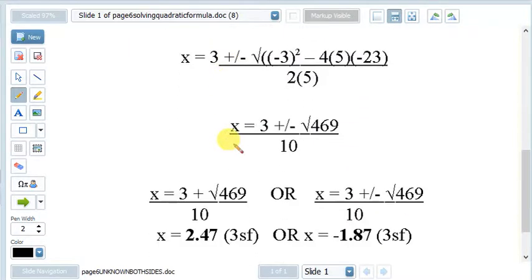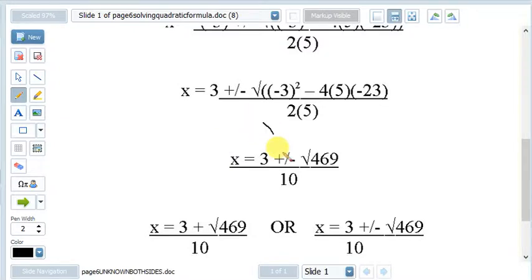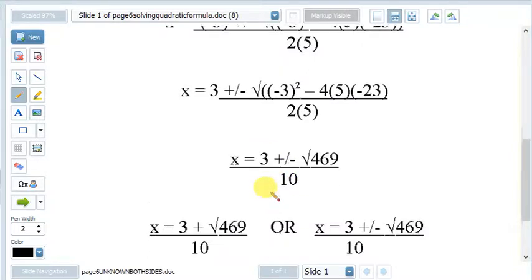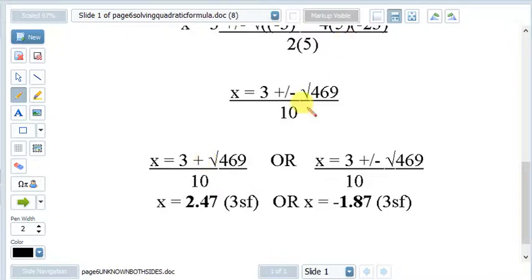Okay, so then if we come down a little bit further, let me just get rid of that scribble. Okay, so now the minus 3 has become positive 3, plus or minus the square root of this, which simplifies to 469, all over 2 times 5 again, which simplifies to 10. Now this is calculator work with the decimal places. Okay, so now we split it into the plus and the minus, and when we substitute these into the calculator you get these two answers.